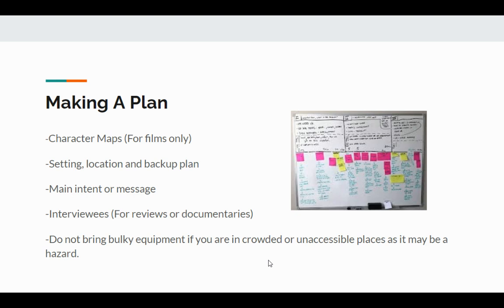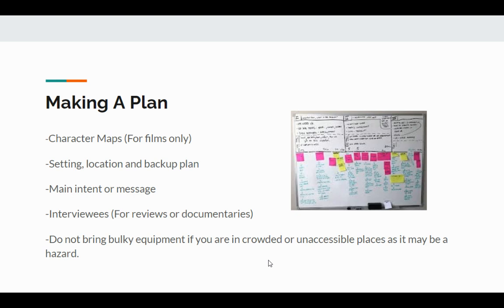So you also need to have a setting, location, and backup plan. Now, because you cannot guarantee if the place that you're going to be filming would be suitable and available for you on the day itself. Sometimes you want to film in a park, but it rains and you need to change your plans. And in order not to waste time and call everybody back again for a second time, it would be very helpful for you to set up a backup plan in case you can't use this place, you still have an alternative venue to use.